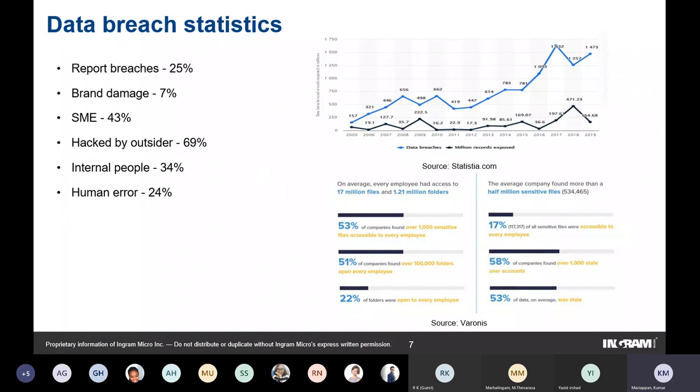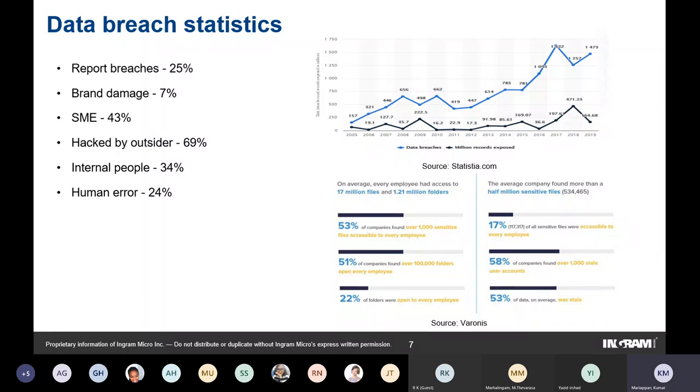Another data breach statistic is this: the total number of reported breaches reaches only 25%. It means that not every organization is reporting their breach. There are instances where they think that they can get away with that. And when they get caught, they basically have to pay more fines. And it also damages their reputation.